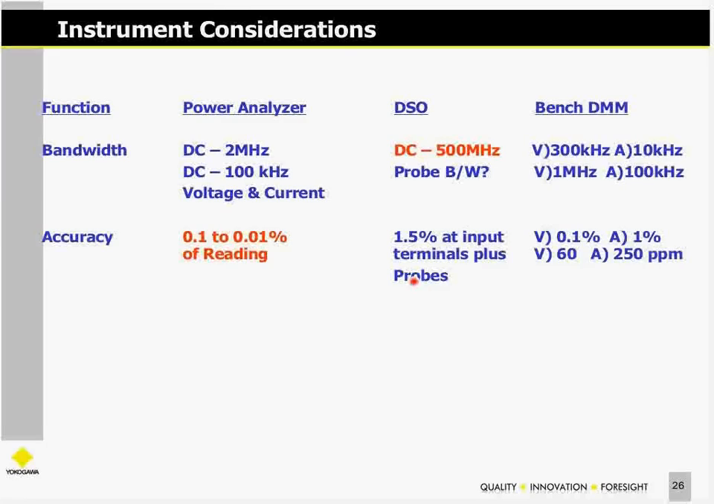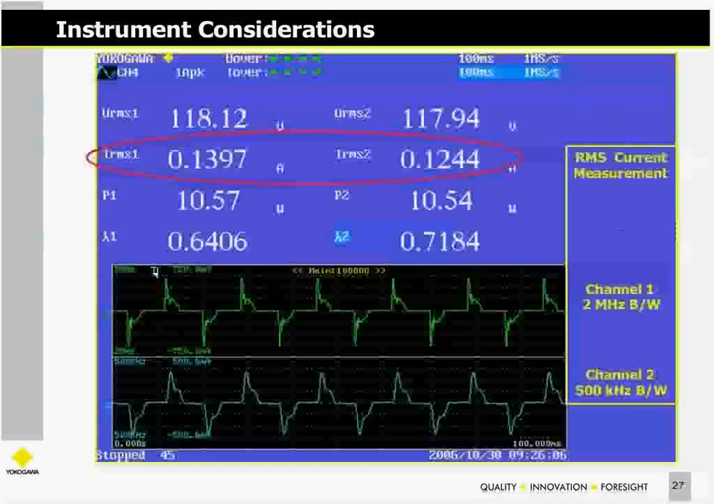So there's a big difference in the accuracy of your measurement with the DSO. With a good bench DMM, again, we can get voltage pretty good at 0.1%, current around 1%. Some of the higher-end standard DMMs, we could get anywhere 60 ppm for voltage, 250 for current. So that gives you a little idea of the performance of different products for measuring the power.